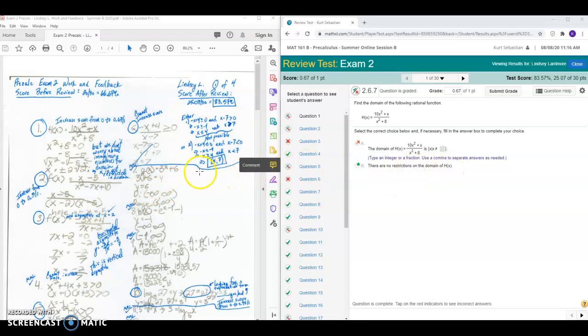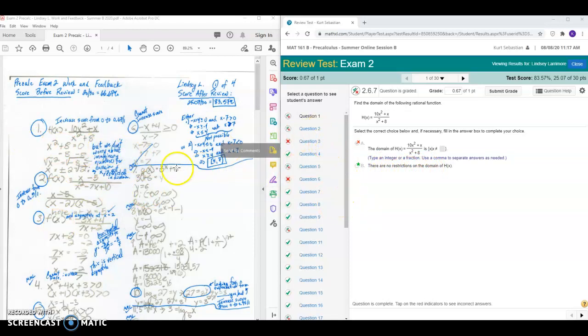Okay, so as far as the second exam, let's go through this and get you some feedback. So in this first problem, when you have a rational function, you want to identify what the domain is. These are both polynomials, so the only thing you have to worry about is the denominator cannot be 0. So notice that x squared is always positive or 0. So x squared plus 8 can never be 0. It's always positive. So there is no issue. Any x you plug in here will be fine. So there are no restrictions on the domain. It would be minus infinity to infinity.